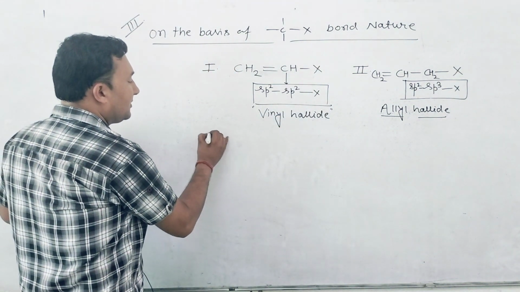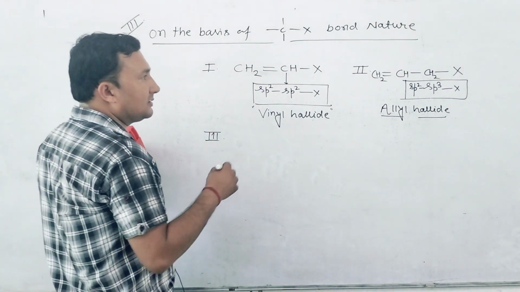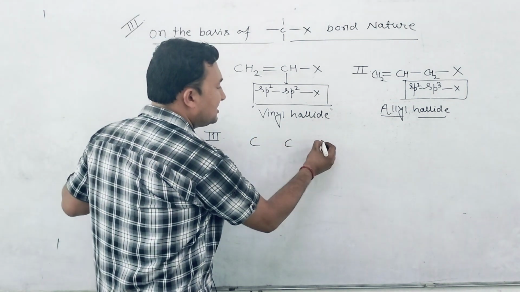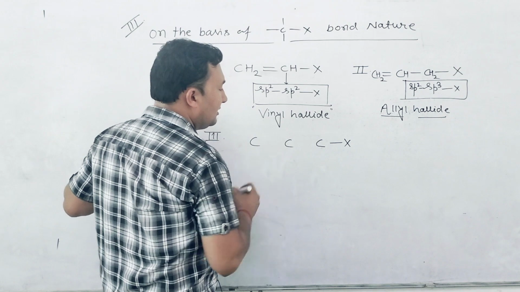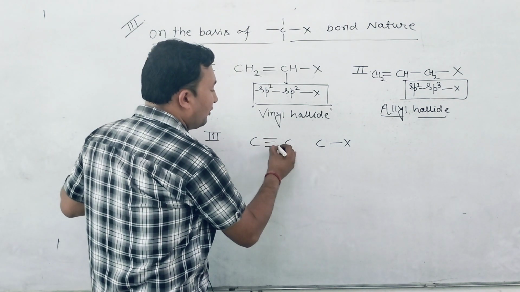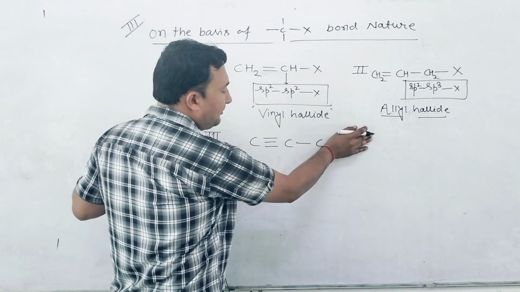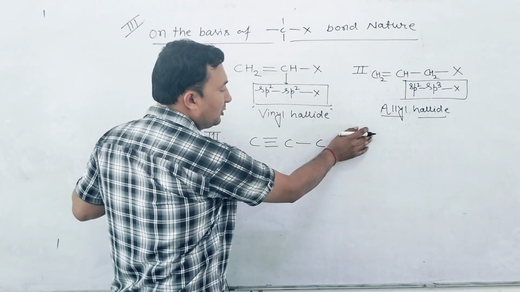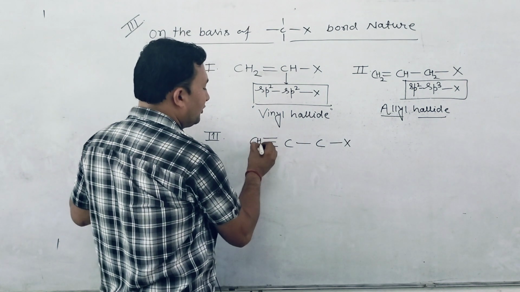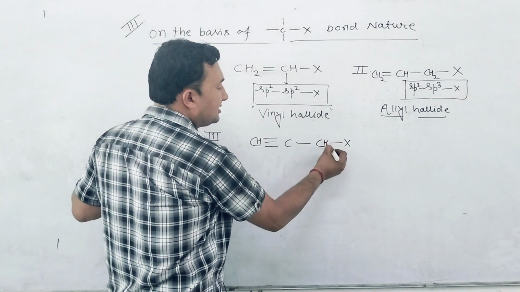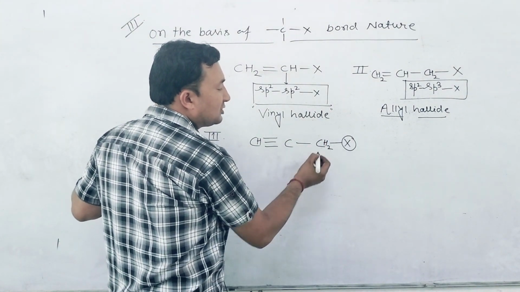Coming to the third one, if we are discussing 3 carbons once again, we have these 3 carbons. Halogen is attached over here, and over here we have a triple bond. This compound or this segment of compounds is called propargyl. So here we have one more hydrogen remaining, and here we have 2 hydrogens.